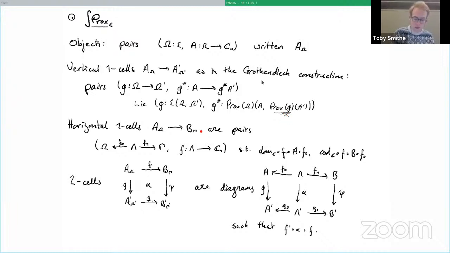And then the horizontal one cells are going to be pairs where I've got a span and an element of the profunctor over that span. And of course, because this is an element of the profunctor over the span, I have to satisfy these compatibility rules. So this is really a kind of proxied morphism such that it agrees with the domain and codomain objects, which may also be parameterized.